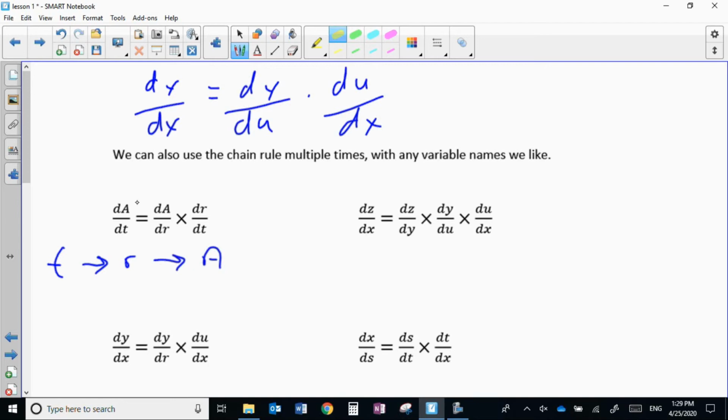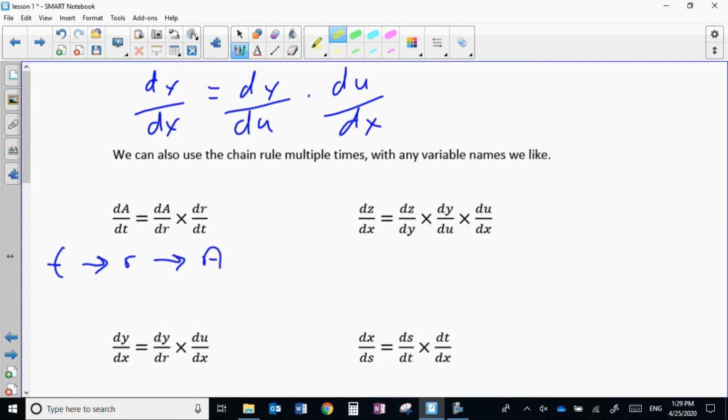So this could be, how does an area of a circle change with time? Well, the time changes the radius, and the radius changes the area. So imagine a radius of a circle that's growing over time, and you want to know the rate of change of its area. Then this might be a place that you would use that. Okay, let's look at this next one.